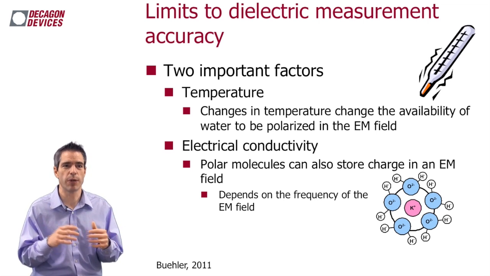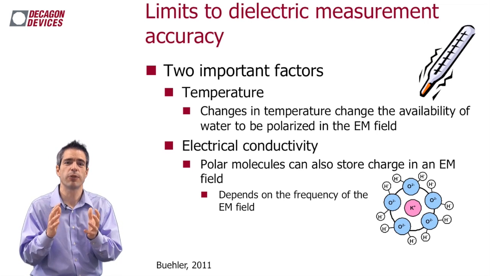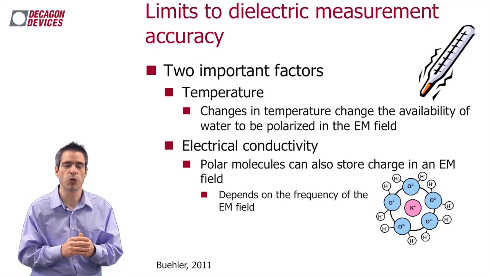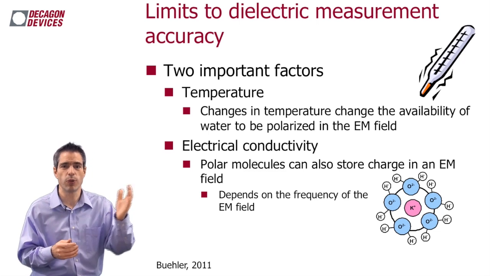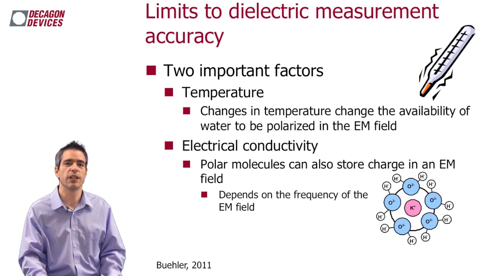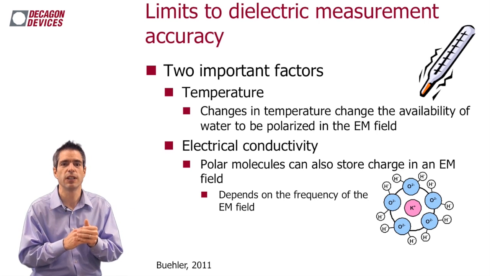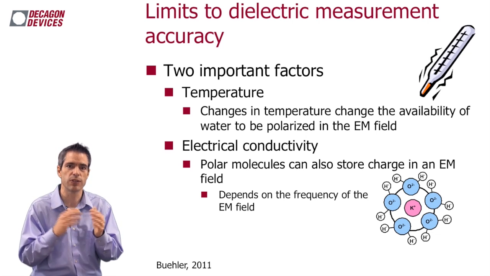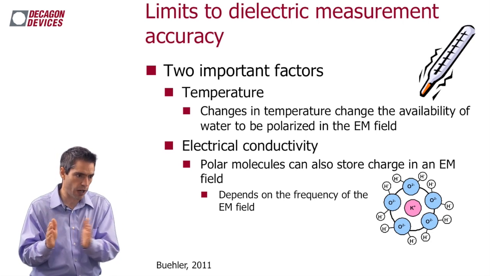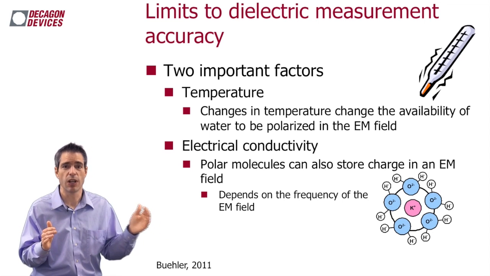Also, as we already talked about, polar molecules in the measurement field, in that electromagnetic field, can change how charge is stored and therefore can change that relationship between the sensor output and water content. Now I got to make a little note here that particular issue, the electrical conductivity, does not apply to measurements using time domain reflectometry because it tends to be insensitive across a wide range of electrical conductivity up to a point where there's so much salt that no reflection comes off the end of the probe.